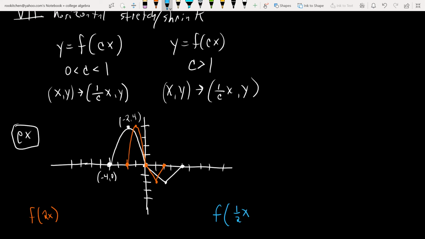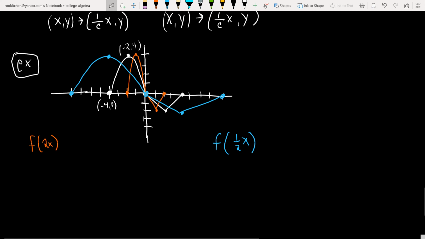And then they also want you to graph f of 1/2 x. And what will that do? Well, that will stretch it, right, by a factor of 2. So if you have negative 4, 0, your new point will be negative 8, 0. If you have negative 2, 4, your new point will be negative 4, 4. And if you have 0, 0, your new point will be 0, 0. So it's stretching the thing out. If you have 2, negative 2, it'll become 4, negative 2. If you have 4, 0, it'll become 8, 0. Okay. And again, it stretches it horizontally. Okay, so it's a pretty cool picture.